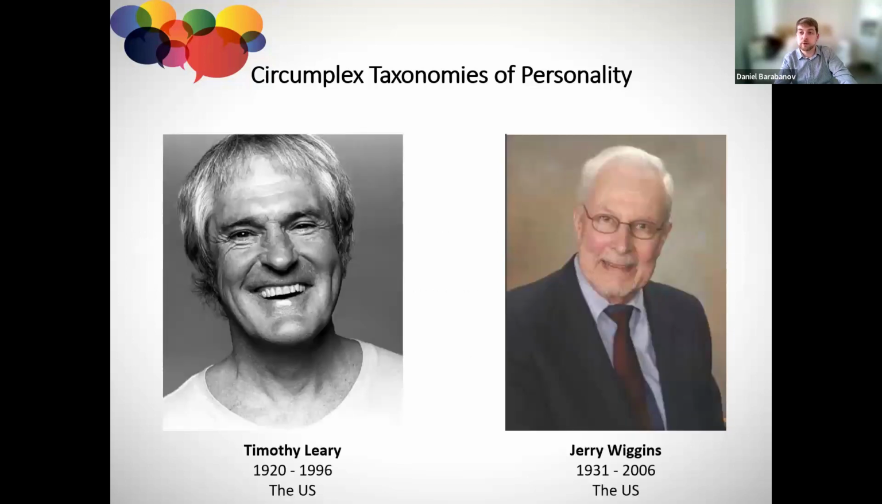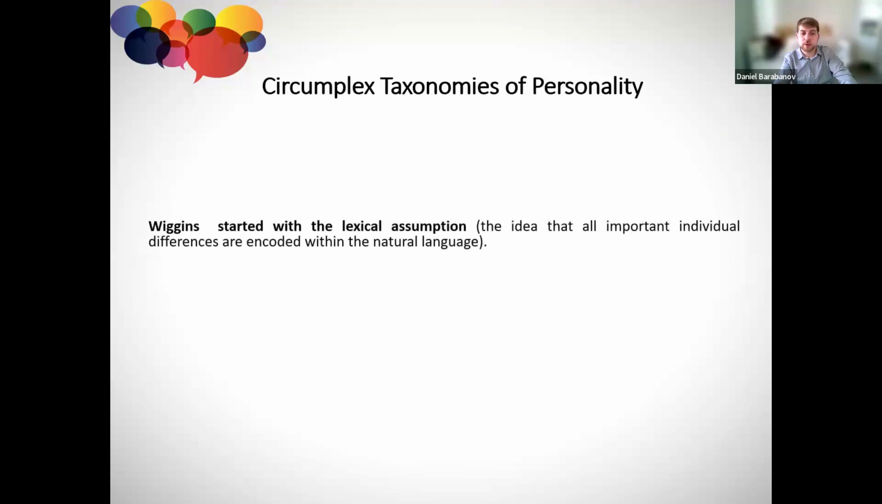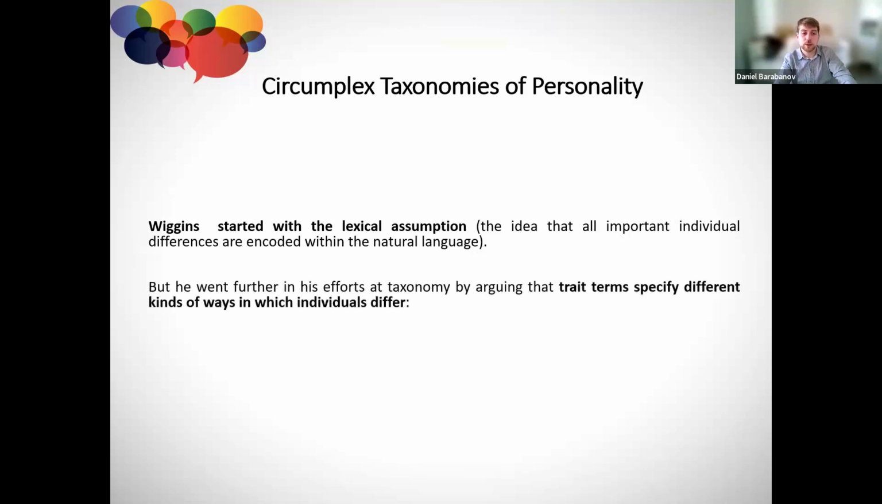You can see their portraits here on the slide. Both lived in the United States of America and developed their circumplex theories in the mid second half of the 20th century. So what is the idea? Wiggins started with the lexical assumption, or lexical hypothesis, which we discussed in the previous lecture. The idea is that all important individual differences between people are encoded within natural language, right? We already know this idea.